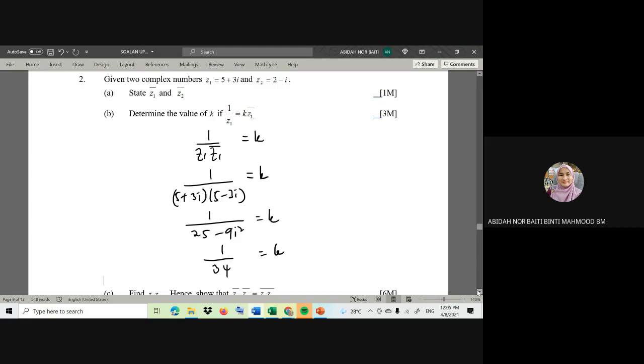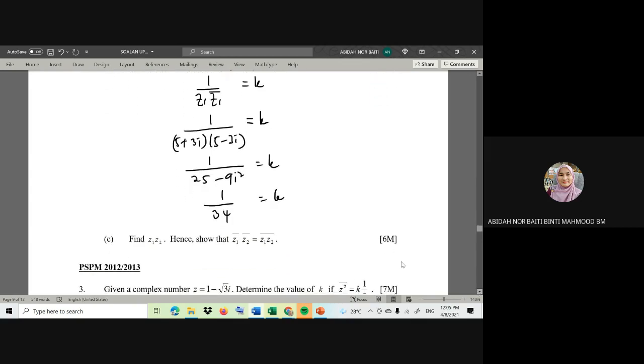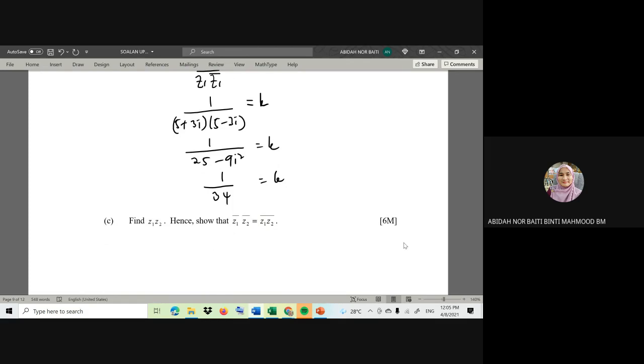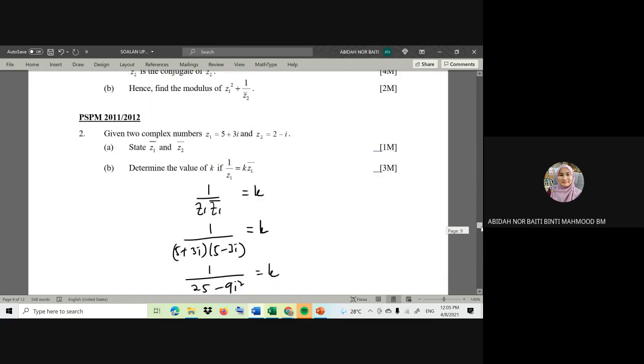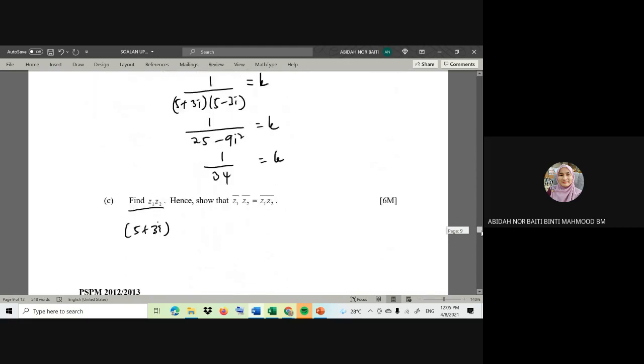Okay, for C, so tengok yang for C, find Z1 Z2. Cari tu dulu ya, itu soalan dia. Ini soalan ni, kena cari ni dulu. Find Z1 Z2. Okay, so Z1 is 5 plus 3i. Okay, ni Z1 kita. Your Z2, apa Z2? 2 minus i. Okay, your Z2 is 2 minus i. Dia suruh cari ni, so kita kena carilah Z1 Z2.